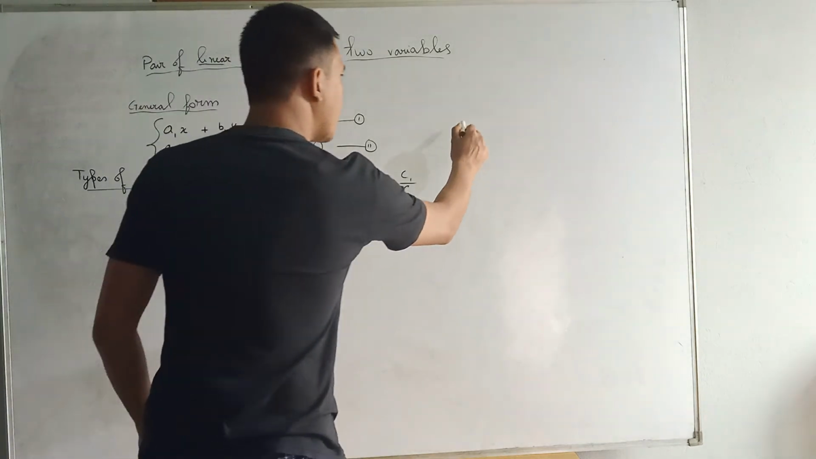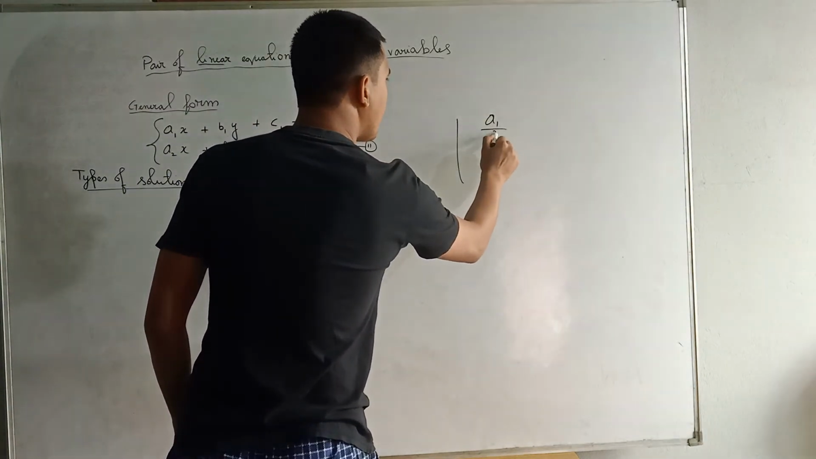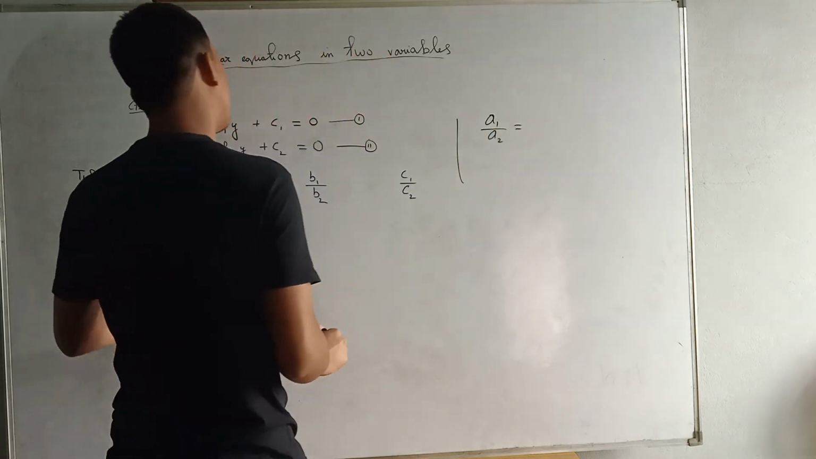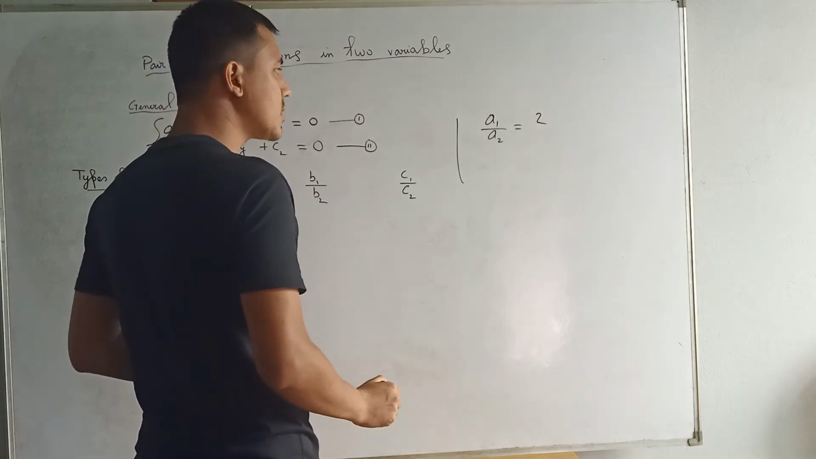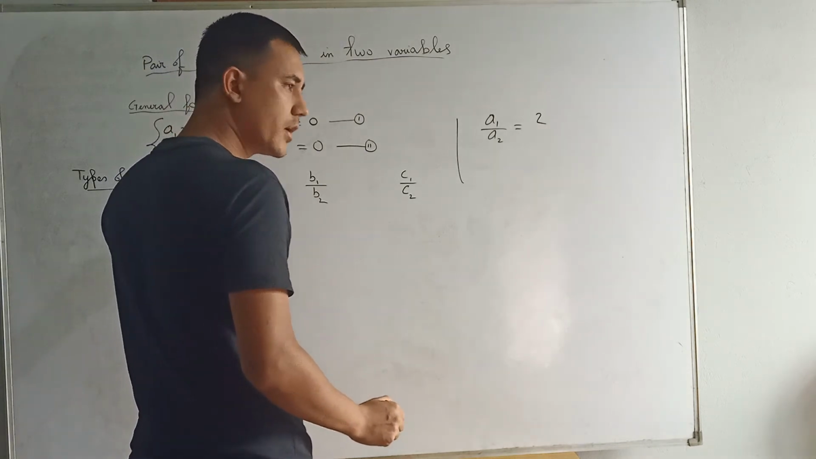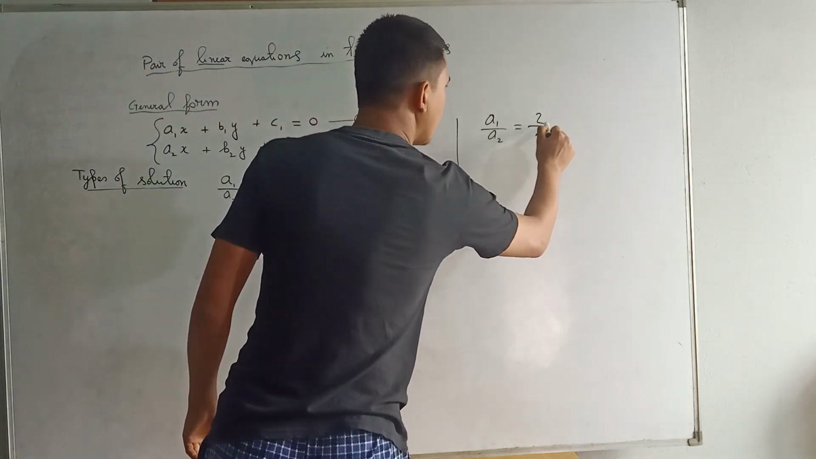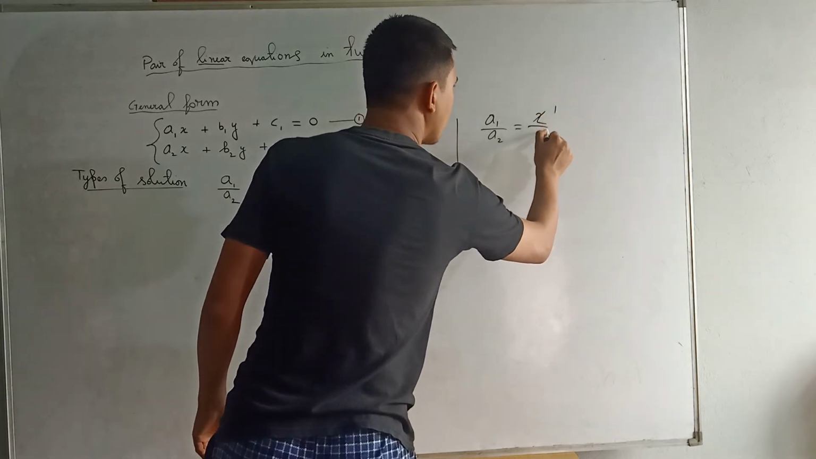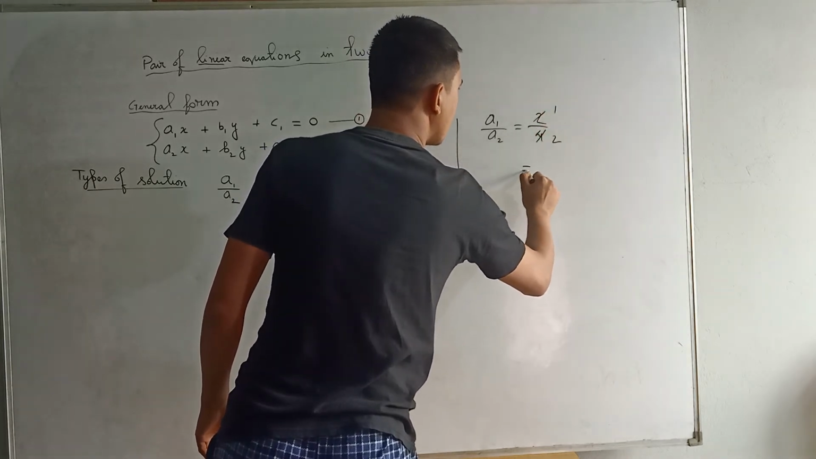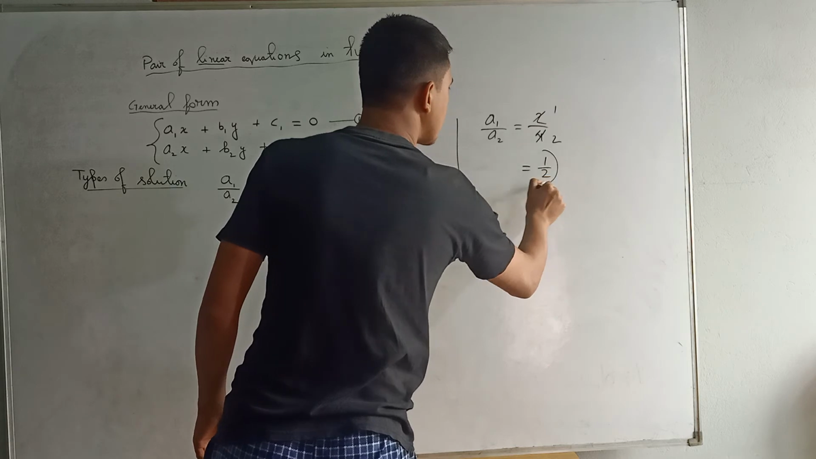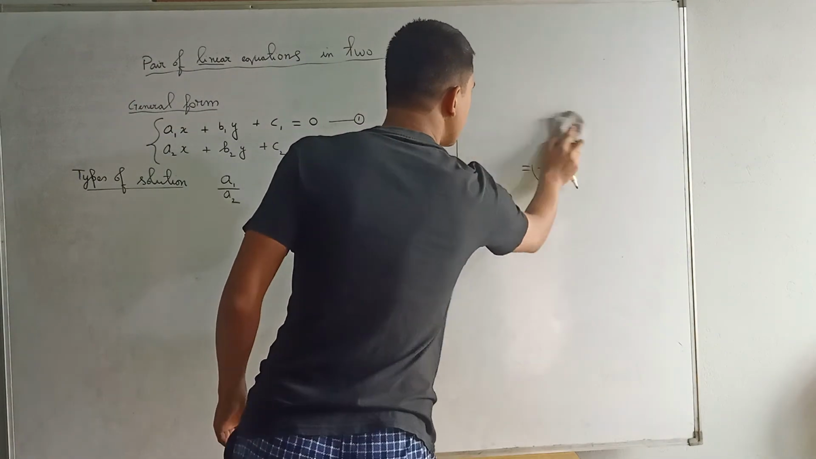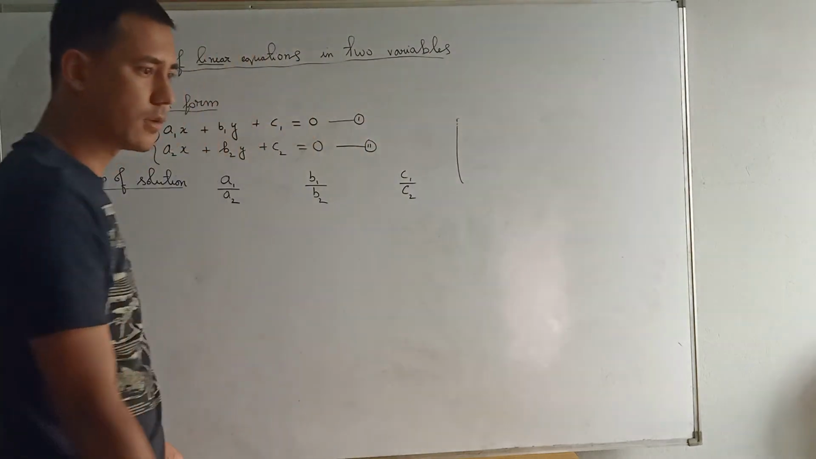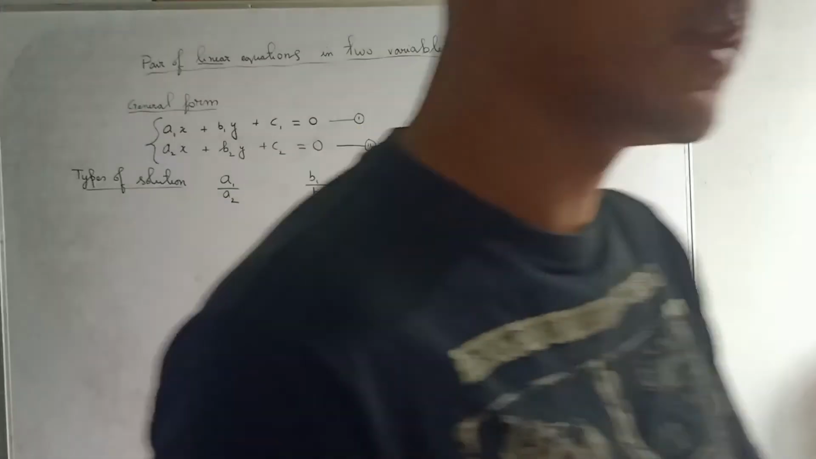Suppose you see that A1, the coefficient of x in the first equation, is 2. A2, the coefficient of x in the second equation, right? If it is 4. 2 1s are 2, 2 2s are 4. Then see, it has to be brought in the simplest form. The ratio has to be written in the simplest form. Alright? Okay? Good, okay.